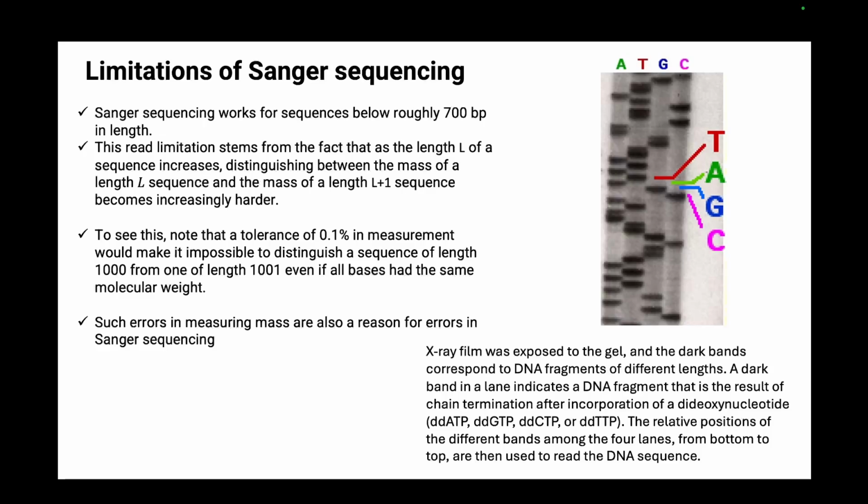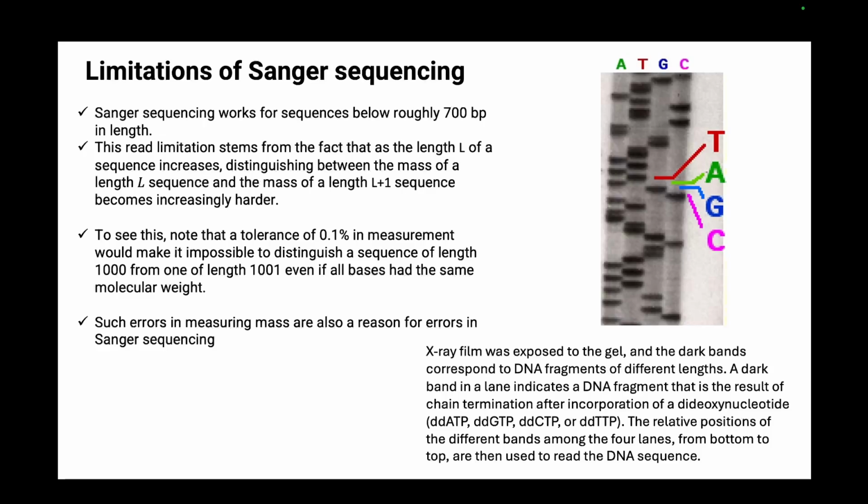So here also there is a point where an error can be introduced into the sequencing. Measuring mass is not a very easy thing to do, and even if you do it objectively, there will be a lot of errors. So this is one of the reasons why we see a lot of errors in Sanger sequencing.